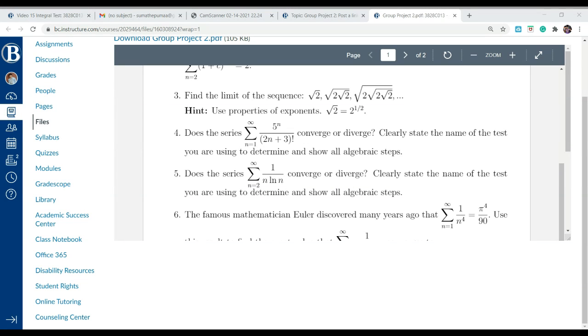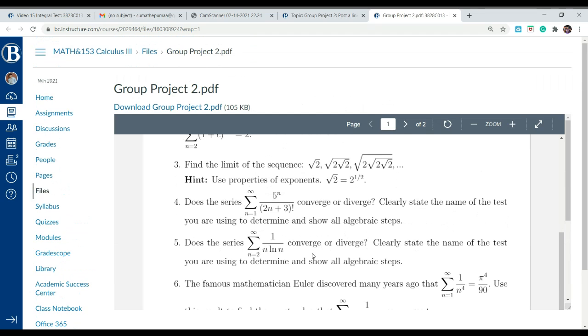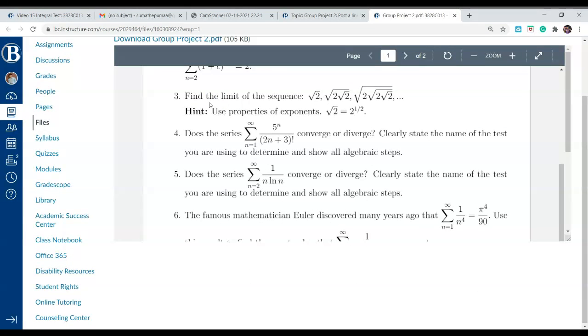Okay, so problems 3 and 5 are the ones that I took for project 2, and I'm in group 6. Problem 3 says find the limit of the sequence, and then it gives it right here. It gives us a hint saying use the properties of exponents, which is that the square root of 2 equals 2 to the 1/2.